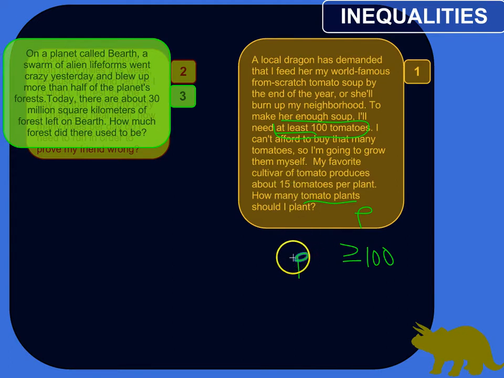So I've got the number of plants here. That's just P. We don't know how many yet. And for every plant that I grow, I'm going to grow 15 tomatoes. So P times 15. So every plant I have, I'm going to have 15 tomatoes. So P times 15 will be the number of tomatoes that I get. The number of plants times 15 will be the number of tomatoes I get overall. And that number of tomatoes needs to be greater than or equal to 100, so I can make that soup for the dragon by the end of the year, so my neighborhood doesn't get burned up.